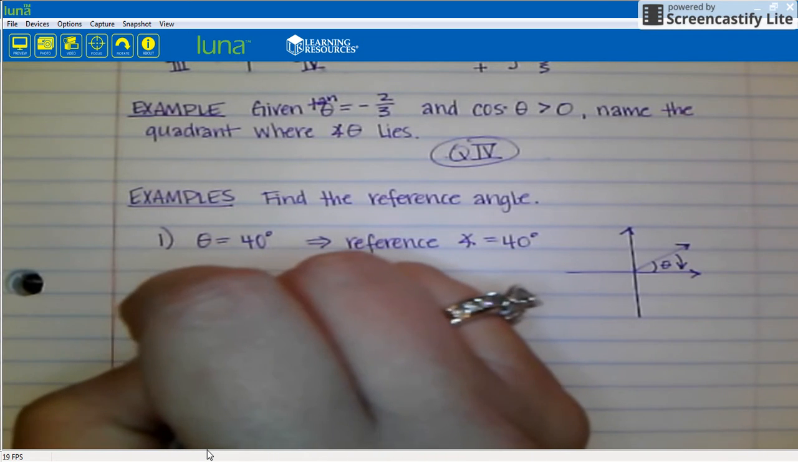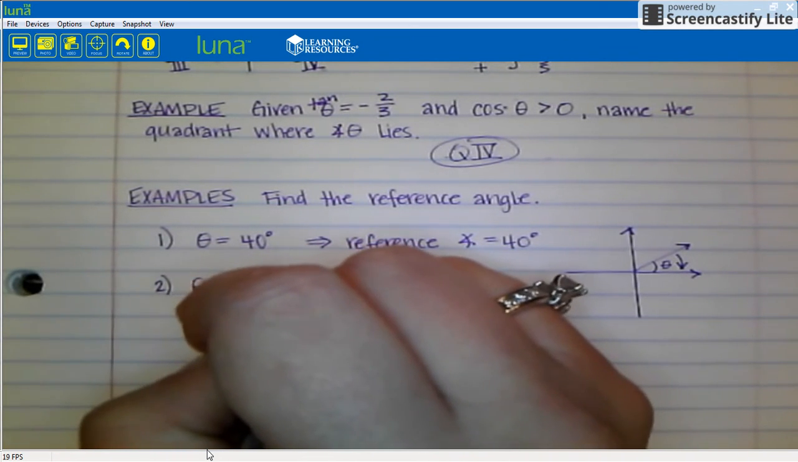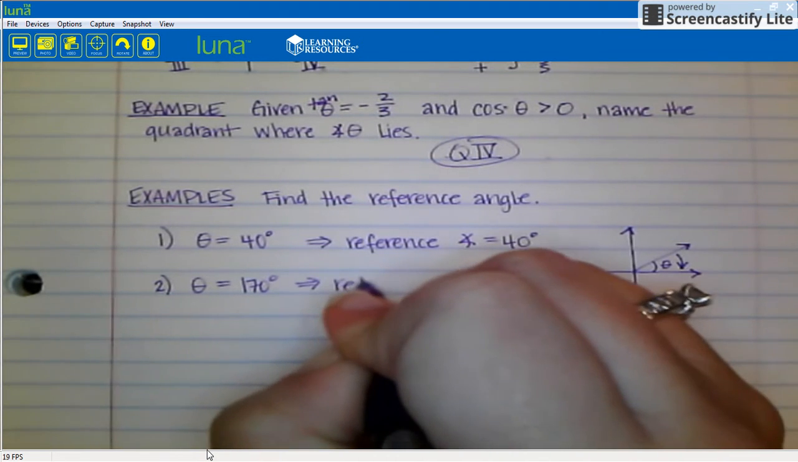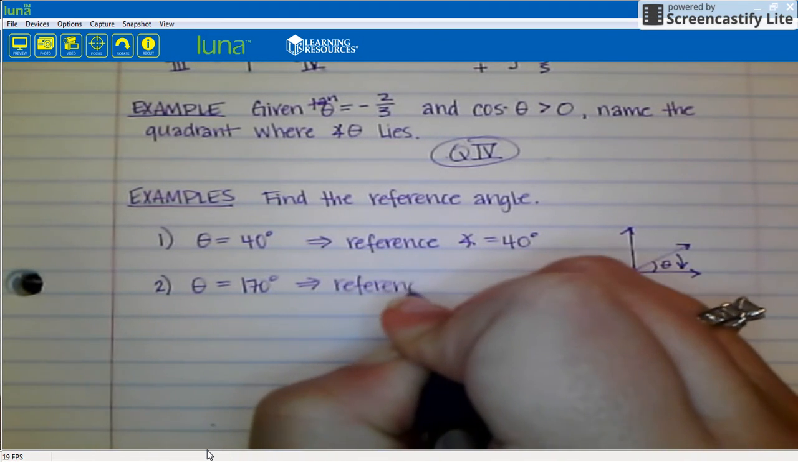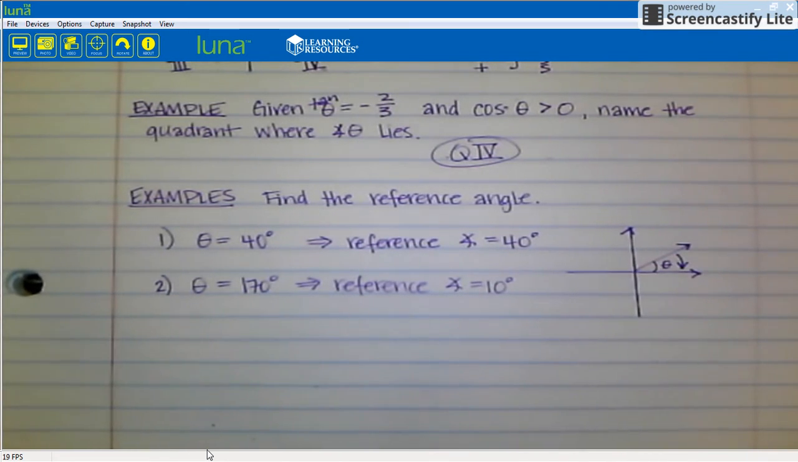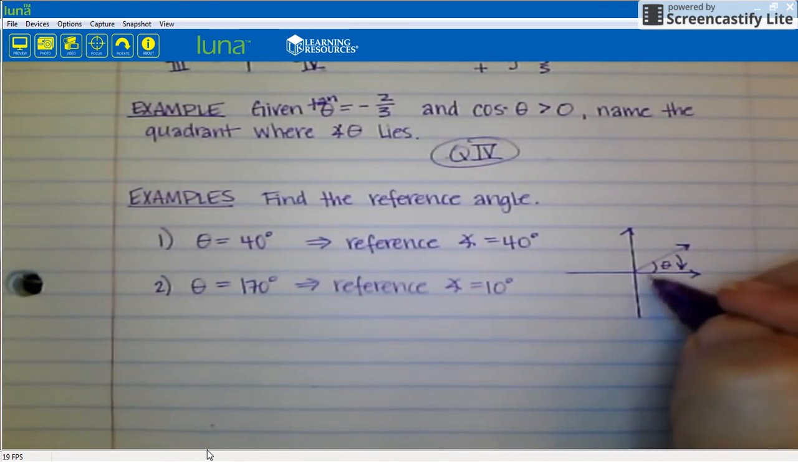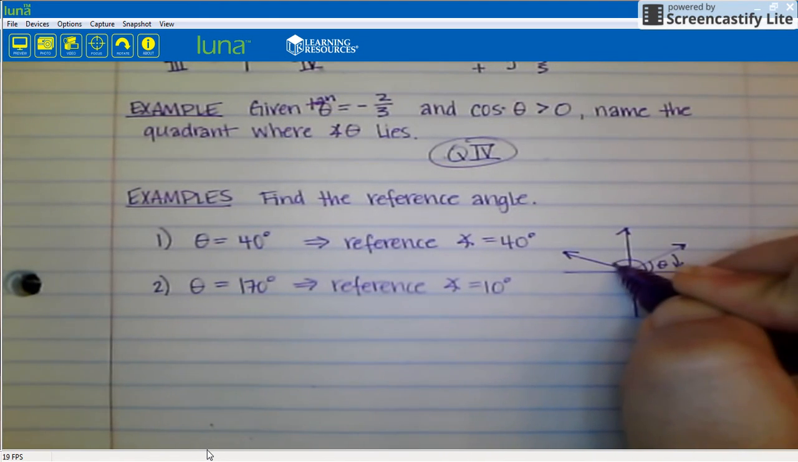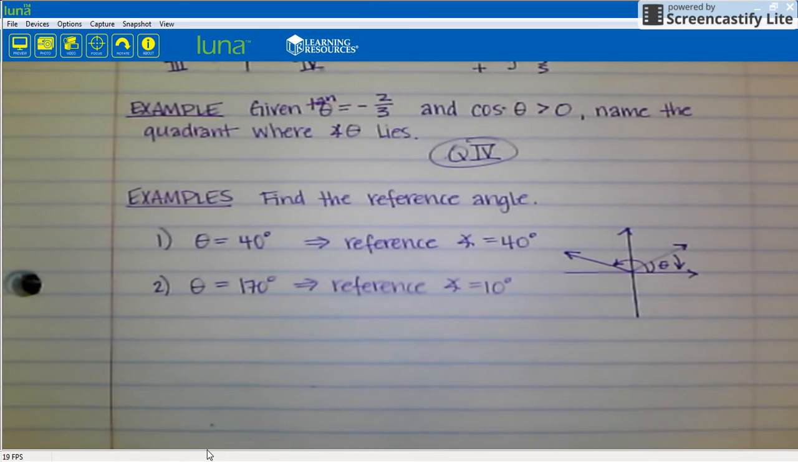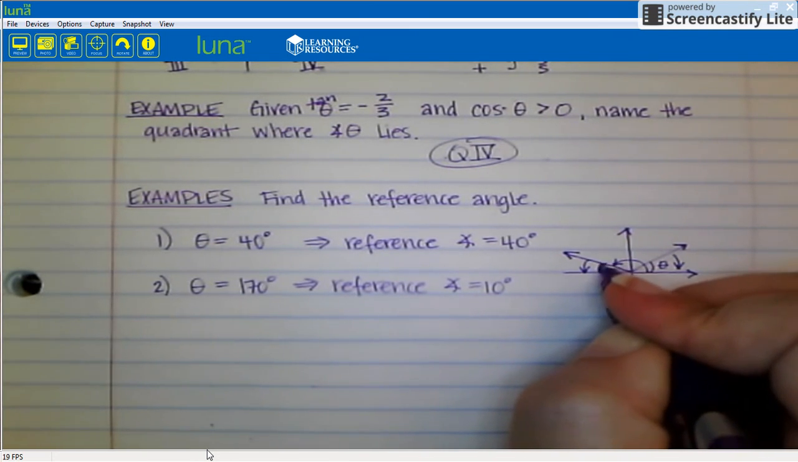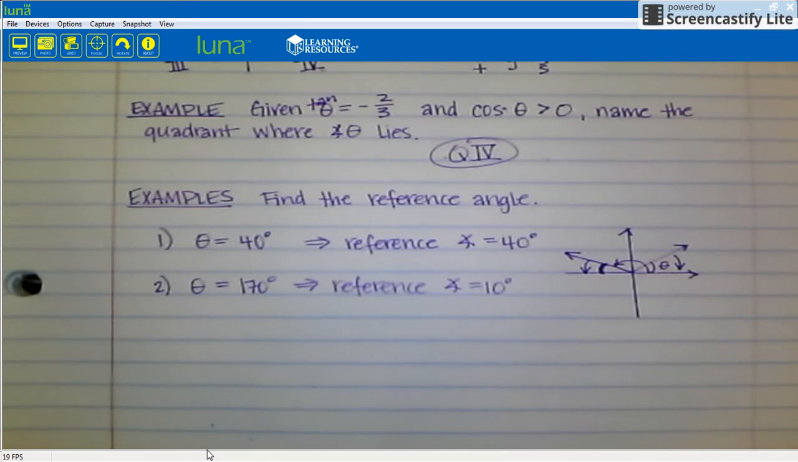If I tell you that theta is 170 degrees, then your reference angle is going to be 10. Because using the same quadrant, if I have 170 degrees, that means I'm going to be here. And I need this angle that completes my rotation to the x-axis. And this angle is going to be 10 degrees.